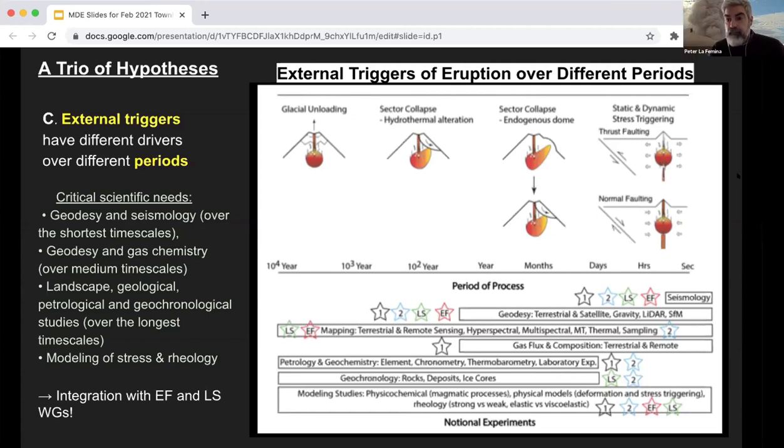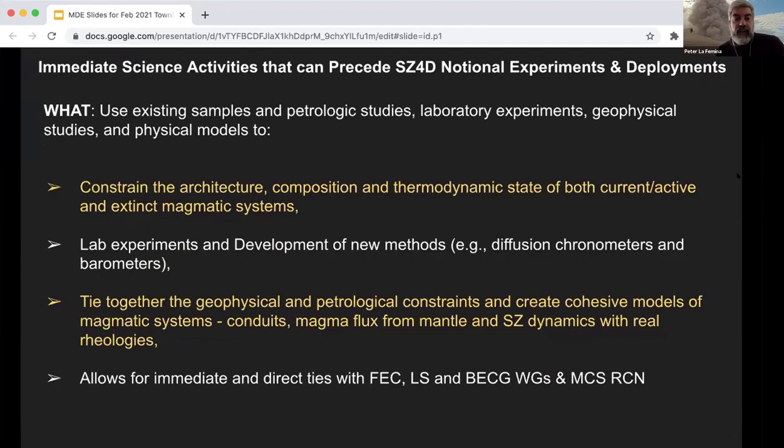Hi, Terry, thank you. So to address our scientific goals and address those hypotheses, we've come up with several notional experiments and instrument deployments. But before that, there's an immediate set of science activities that we can do to precede those experiments. So what do we want to do? Well, we can use existing samples. We all have samples lying around, and petrologic studies of those samples, as well as laboratory experiments, geophysical studies, and even physical models. And that would allow us to address some key things before we start our notional experiments.